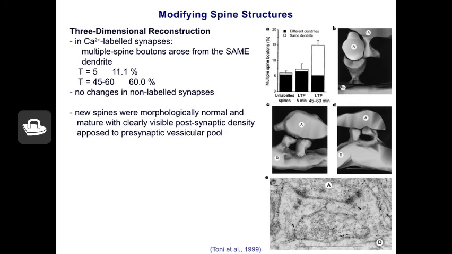So the graph and the data reveal that in labeled spines that were activated by the theta burst stimulation, 60% of the multiple spine profiles originated from the same dendrite, lending great credence to the mechanism described in the previous slides, where a single postsynaptic density was perforated and then the spine was split and formed two distinct synapses with two mature spines.